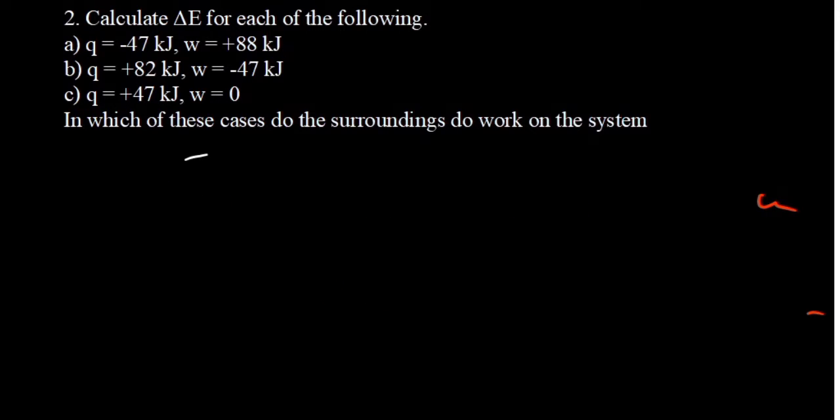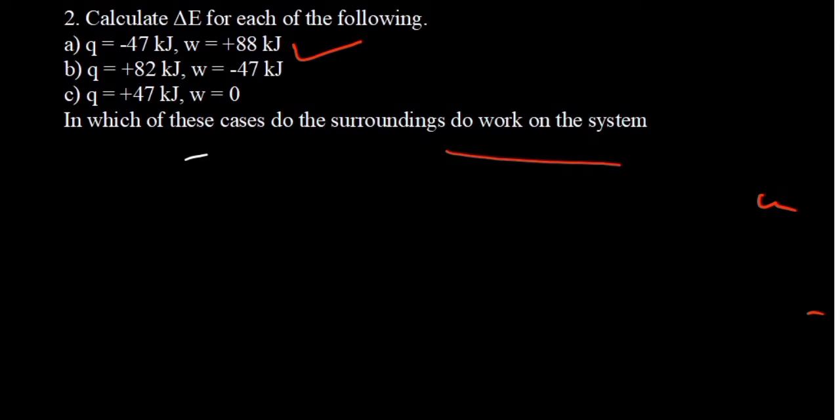In which of these cases do the surroundings do work on the system? We are saying that when work is being done on the system, it is positive. So all the cases where it is positive, we are going to say the work was done on the system. And in this case, it's A.